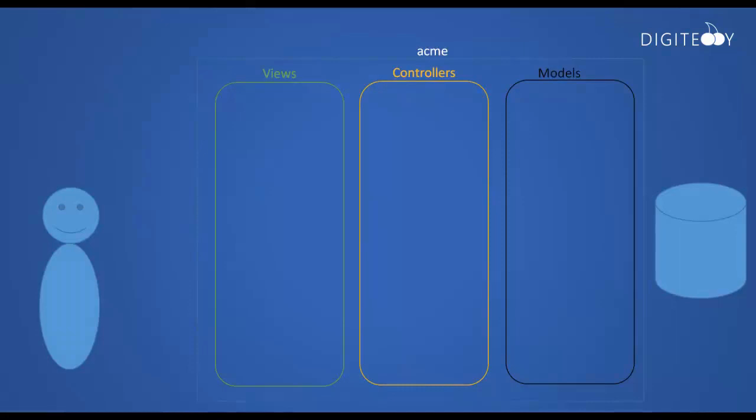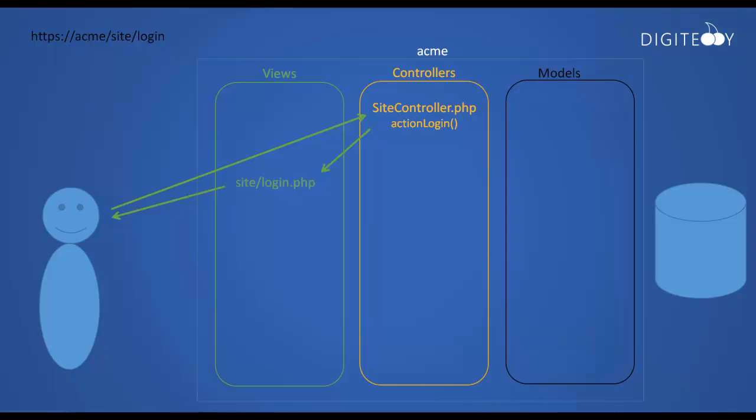Let's now make an overview of what we have done in this video. To perform the login, the user first goes to our site login URL in our Acme project. It means he will land in our site controller action login method. After this, he will see the login.php view in our site folder, and he will be able to type his email and password. Through the post request, his credentials will be sent to Action Login in our site controller.